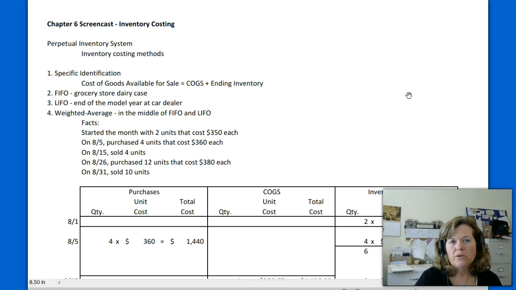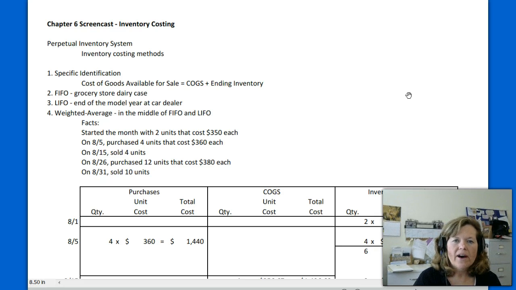It's not nearly as accurate as the perpetual system, and now with even small accounting systems being very reasonably priced and having inventory functions, most businesses use the perpetual inventory system. So that's what we're going to focus on. You'll see in your appendices that there is some information on the periodic system. We're not going to cover that in this accounting principles class.